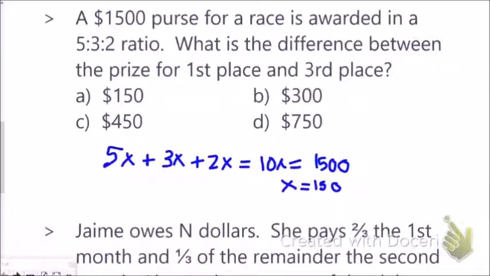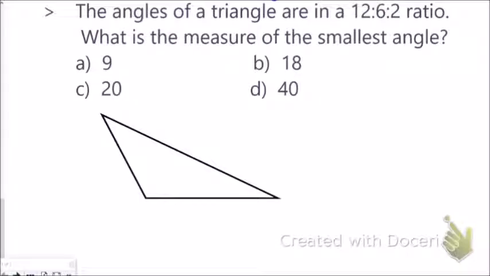Now, nobody gets exactly one part. 3rd place gets 2 parts, which is $300. 1st place gets 5 parts, which comes out to be $750. So for my final answer, I need to find the difference. That means subtract between 1st and 3rd place, $450. Answer C.